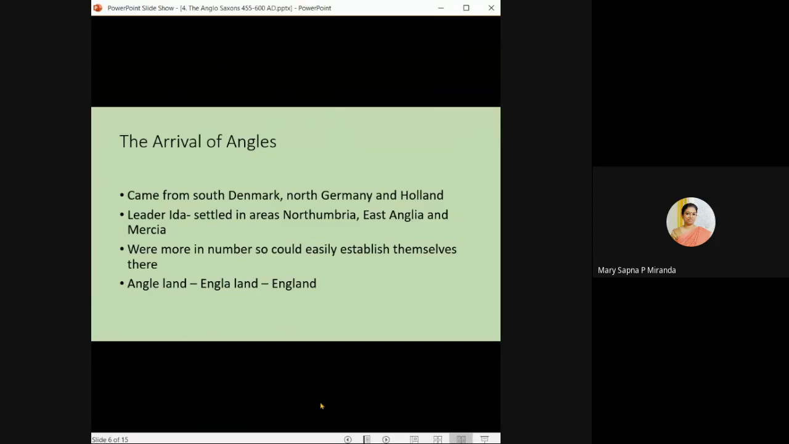So the land began to be called Angle land, which with the passage of time came to be known as England, and from there you have the word England. So now you understand the history behind these place names. It's from Angleland that you have the word England. Angleland becoming England.